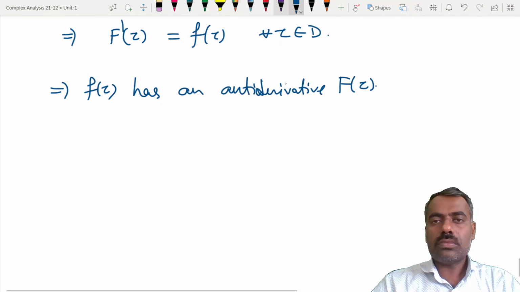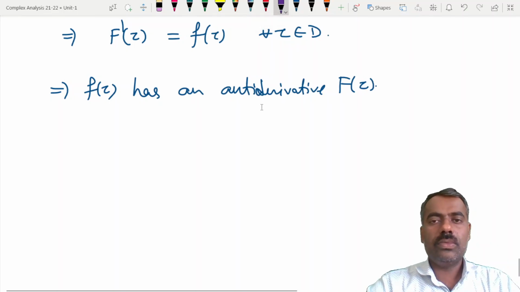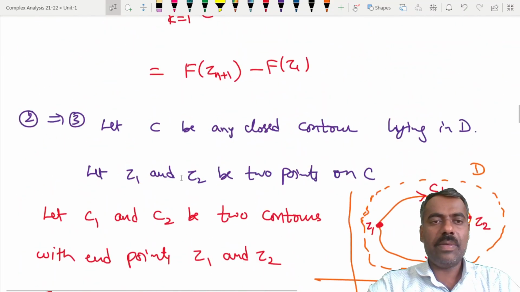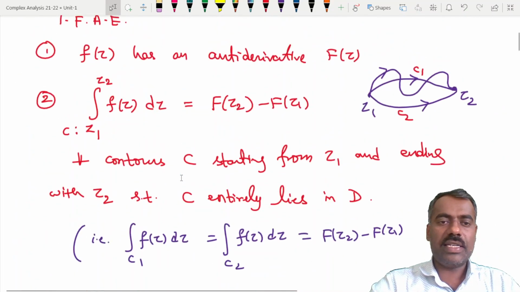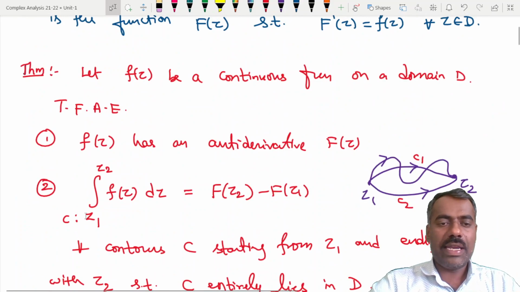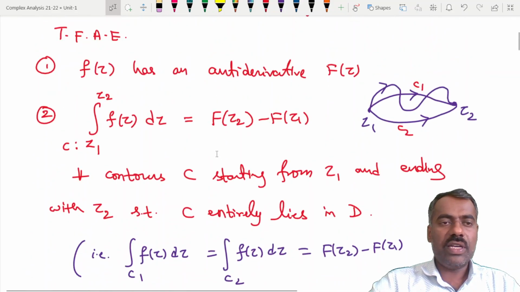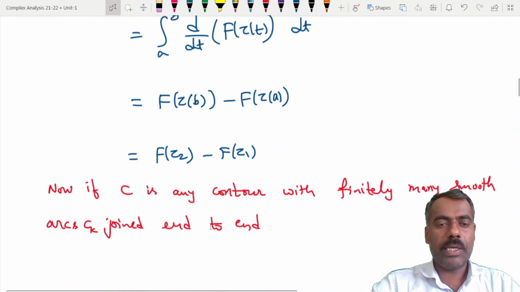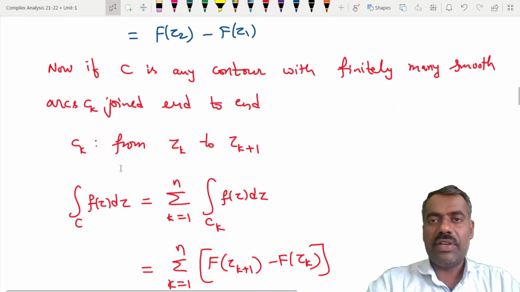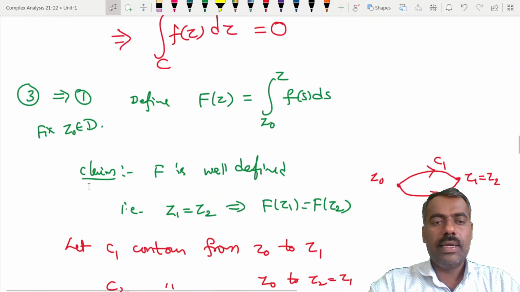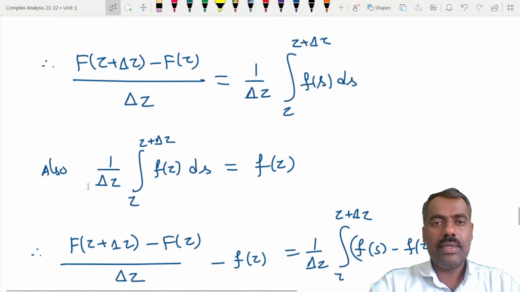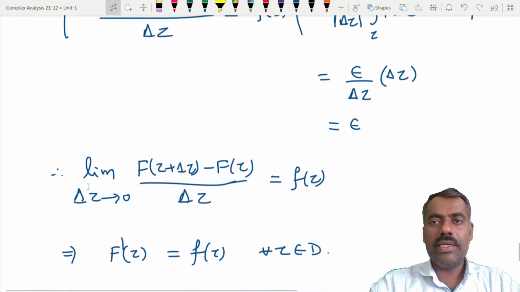Remember, this theorem says that if any one among the three exists, then the remaining two do. That means if we know that f has an antiderivative, then we can apply any one of these. Or if we know that the second condition is true for all such contours, then we can say that f has an antiderivative, or the third. Let's quickly see one or two examples of how we can apply this antiderivative to calculate an integral.